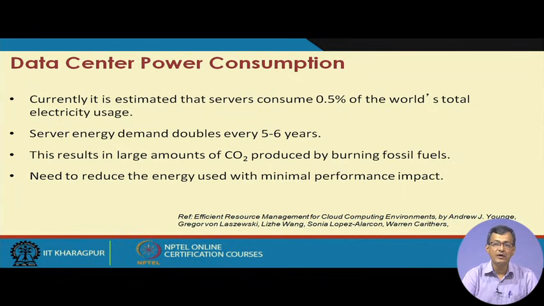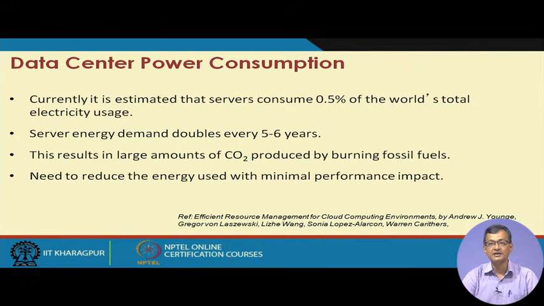So, what is the power situation? There is some report, it may not be a very recent one, and the real figure is much higher. It is estimated that servers consumed around 0.5% of the world's total electricity use, right. So, it is a huge amount. Now, it is not only the servers, right.